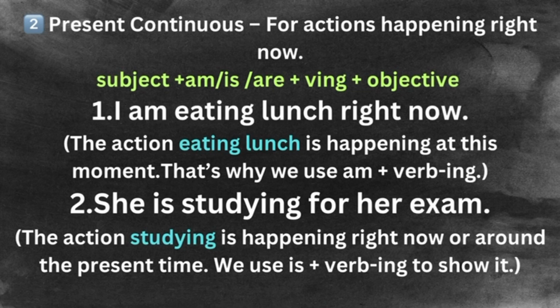Second example is she is studying for her exam. So the action studying is happening right now or around the present time. We use is plus verb-ing to show it.